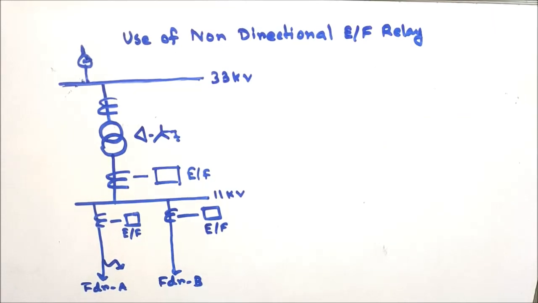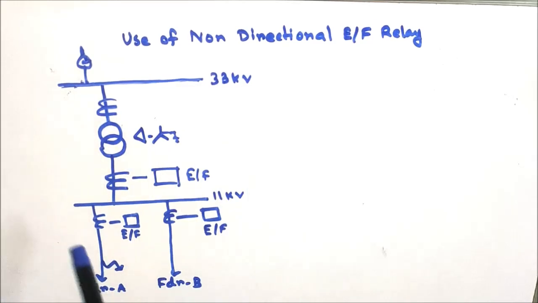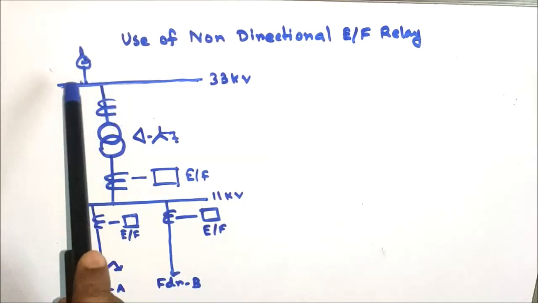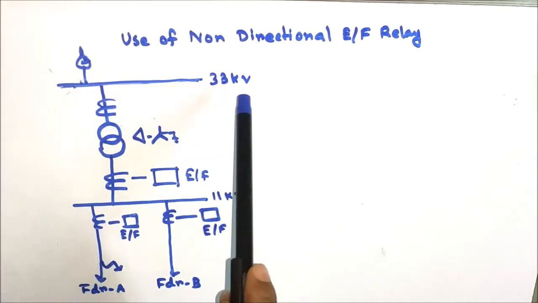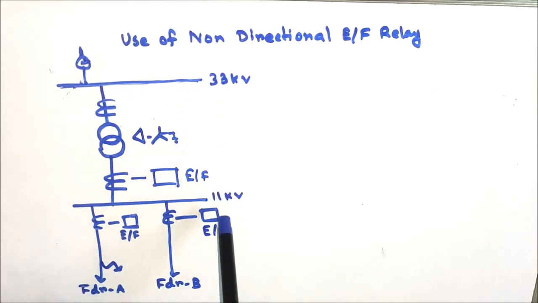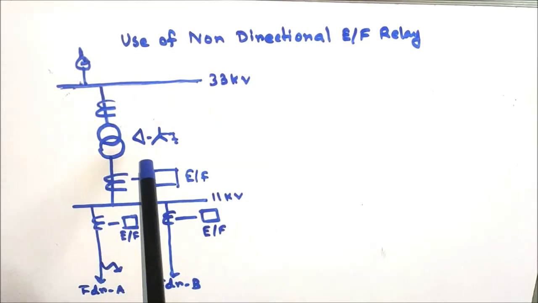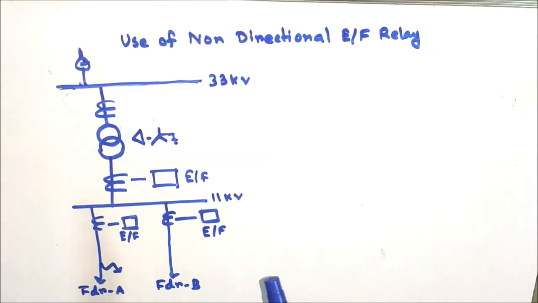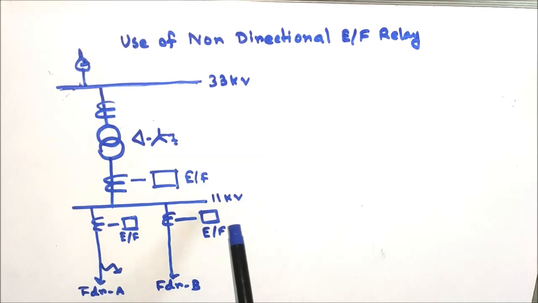Now why use a non-directional earth fault relay? Here an example has been shown for the use of a non-directional earth fault relay. Here a source is connected with this 33 kV bus, and between 33 and 11 kV there is a transformer of delta-star type where the star point is grounded, and from this 11 kV bus the feeders are connected, that is feeder A and feeder B.